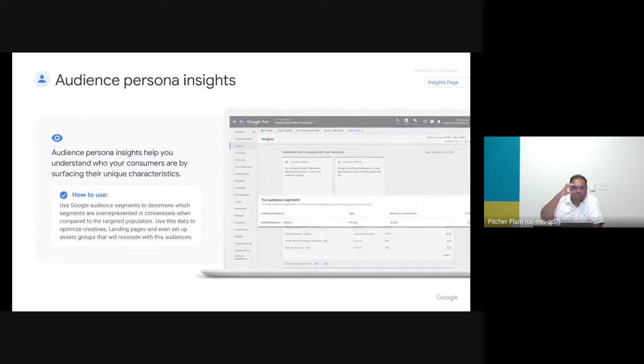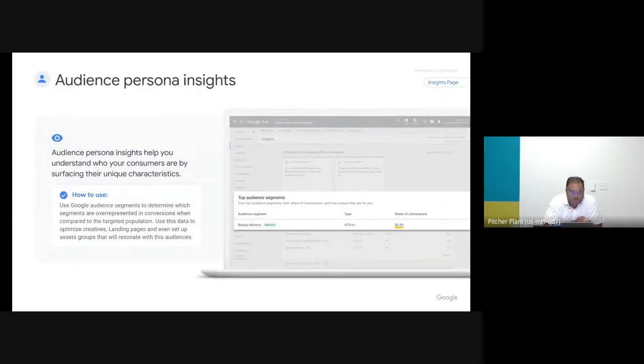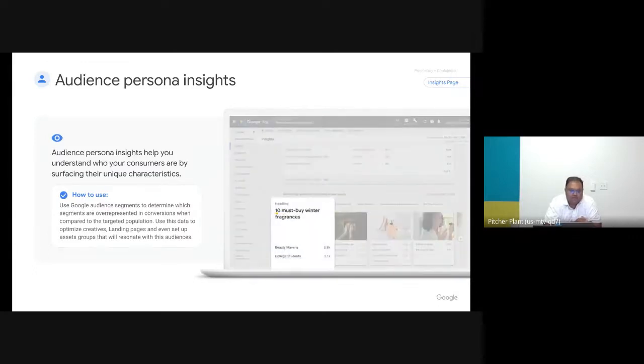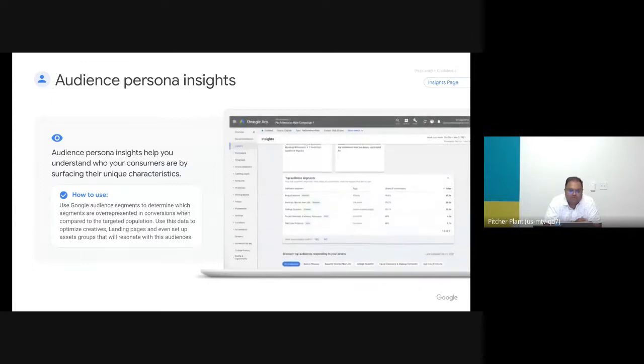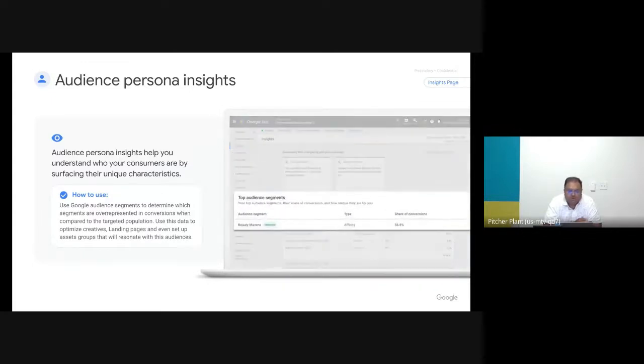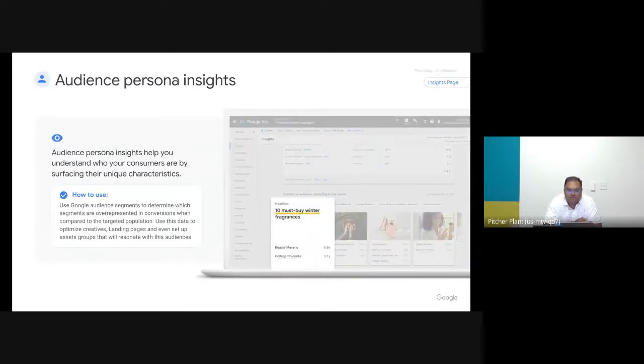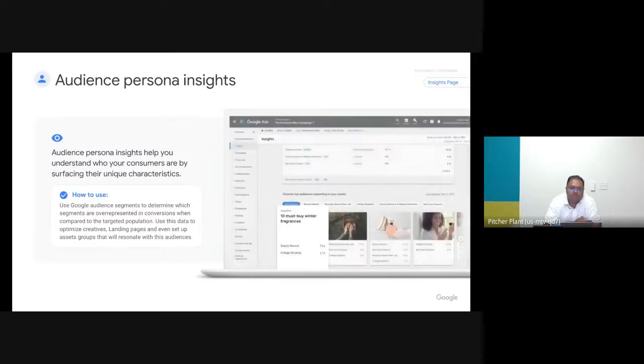With Audience Insights, we are able to help advertisers understand the interesting audience characteristics of your converters. We surface Google audience segments, which are overrepresented in your conversions when we compare it to target population.